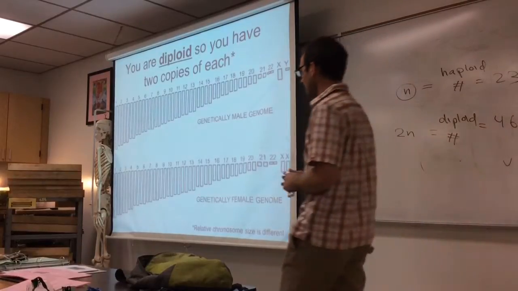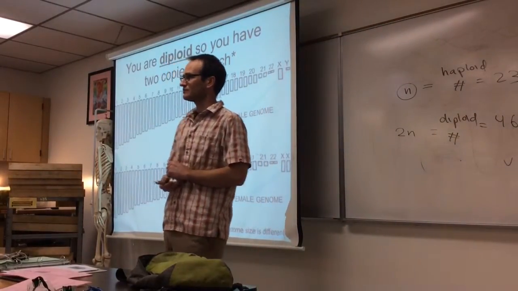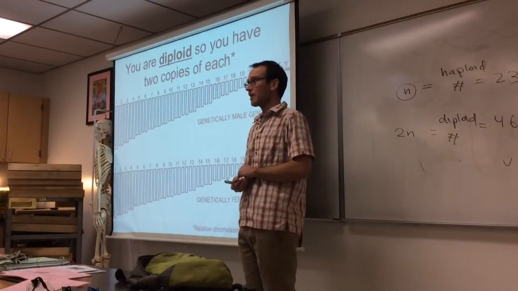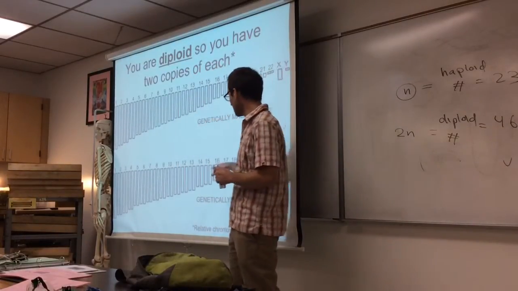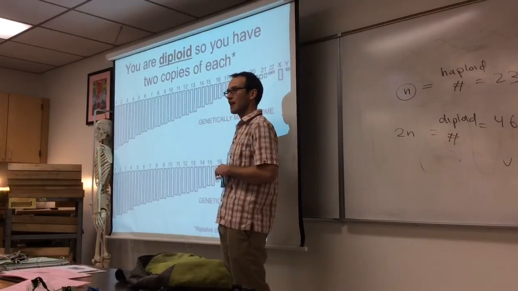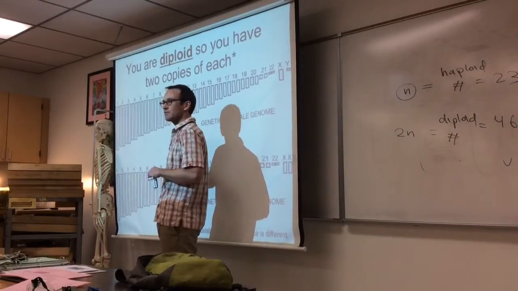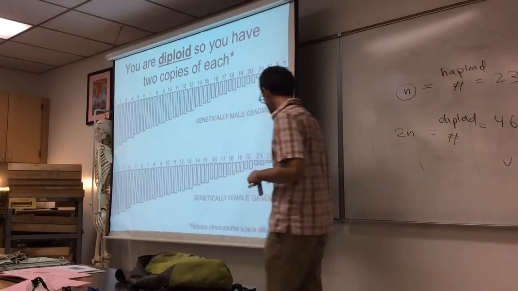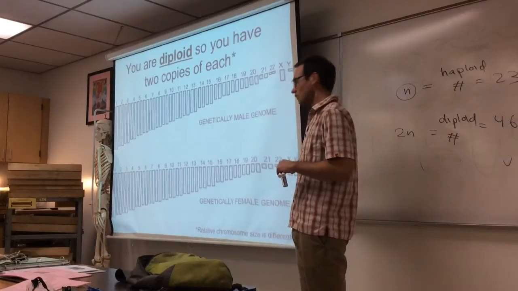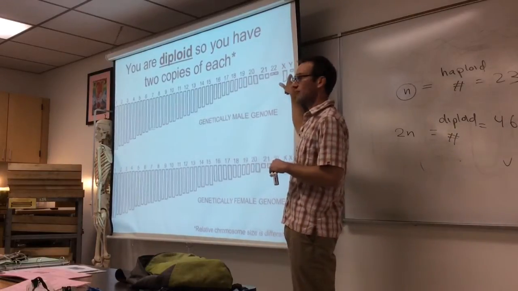Now, where did you get these 2 versions of your genome? You got them from your parents, right? You inherited 1 copy of chromosome 16 from your mom and the other copy from your dad. You inherited 1 copy of chromosome 10 from your mom, the other copy from your dad. If you're female, you inherited 1 X from your mom and 1 X from your dad. If you're male, you inherited 1 X from your mom and your Y from your dad.